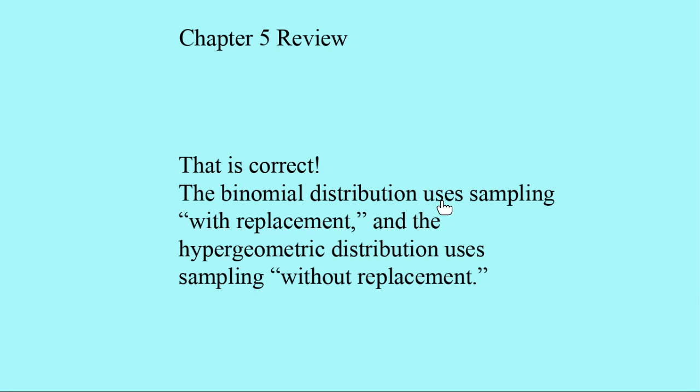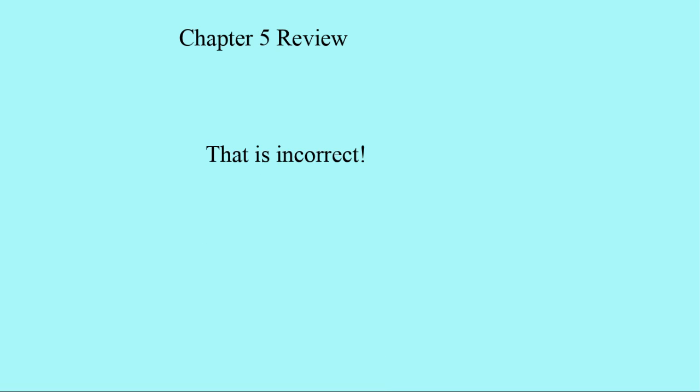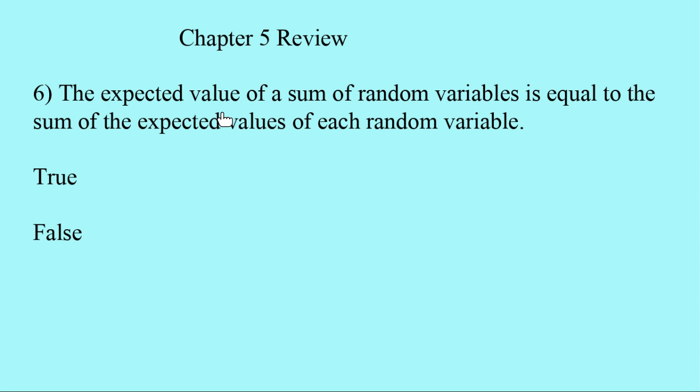The binomial distribution uses sampling with replacement, and the hypergeometric distribution uses sampling without replacement. Okay? You understand the concept with replacement and without replacement? Yes, okay. The expected value of a sum of random variables is equal to the sum of the expected values of each random variable. Is this true or false?